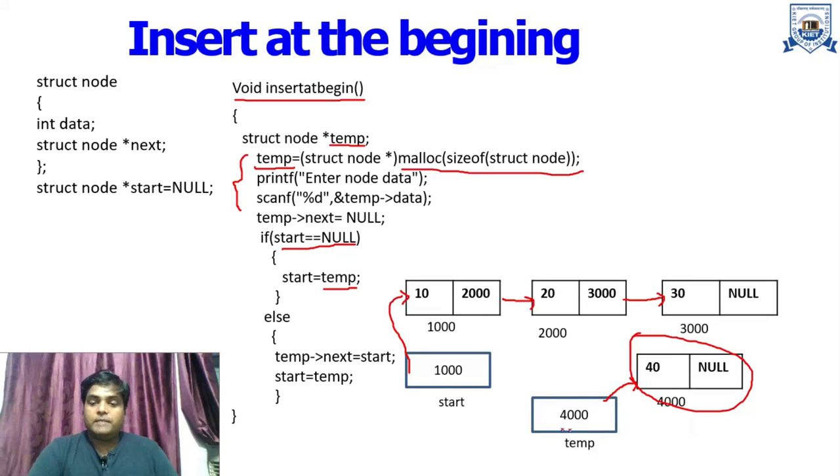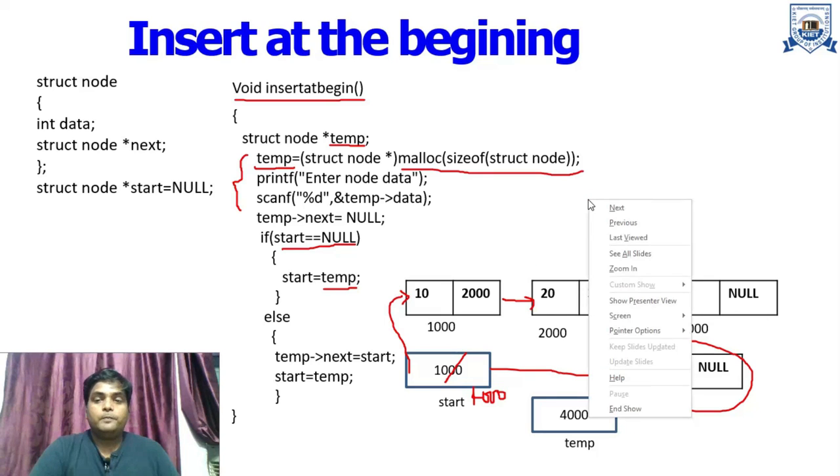The value of temp is equal to 4000, and if there is no node, then the value of start will be 4000, because the temp value will be provided to this start variable. So temp is equal to 4000, and start is equal to 4000, and start is basically pointing to this particular node, that is the very first node. But in this particular case, here we have 3 nodes, and now we want to insert this node at the beginning.